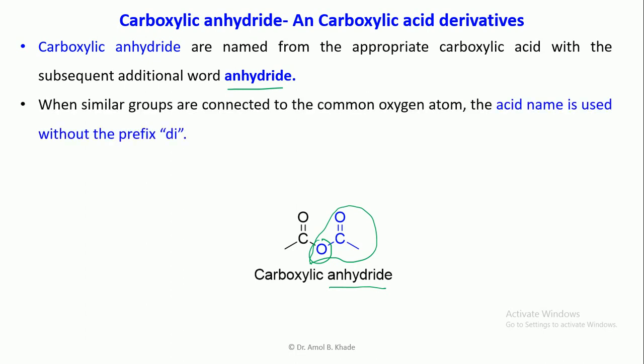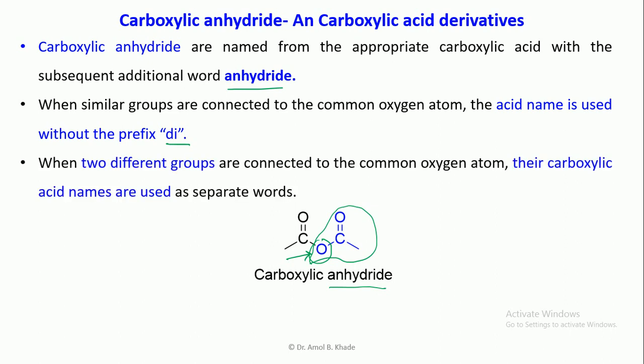When similar groups are connected to the common oxygen atom, this is the common oxygen atom, then the acid name is used without the prefix di. So you need not indicate the word di. But when two different groups are connected to the common oxygen atom, their carboxylic acid names are used as separate words. We will understand this in a better way by taking suitable examples of these two rules for the carboxylic acid derivatives.